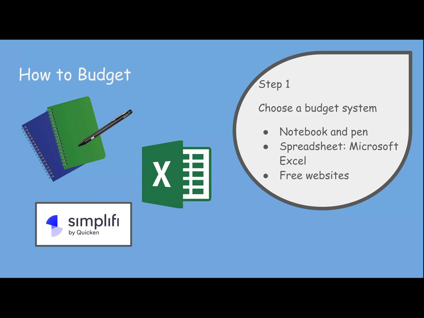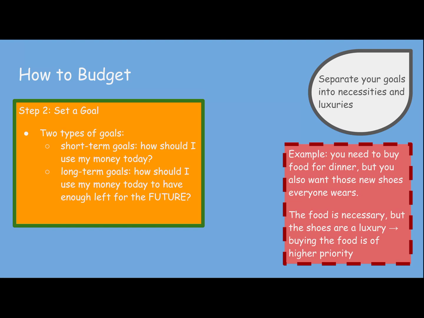spreadsheet, Microsoft Excel. If you don't know what that is, it's okay. Maybe you've used Microsoft Word before, and Microsoft Excel usually comes with it. You'll learn more about it in the future, but maybe you can start researching about it now. Same with free websites. There are websites that help you with budgeting. You can research that yourself.